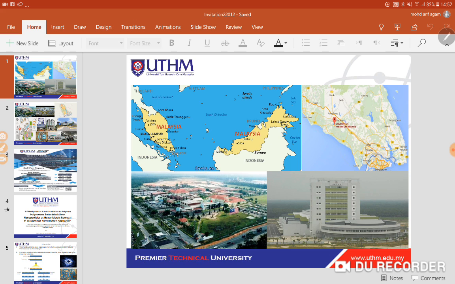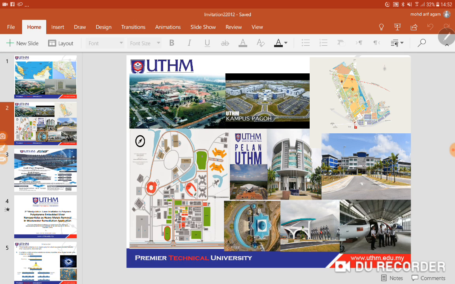And we have a new campus, that is Pagoh. You can see the old building there on your left, bottom, and on the right you can see a new building that we have at our main campus. And again, those are the new facilities at the campus, and this is the map of UTHM.